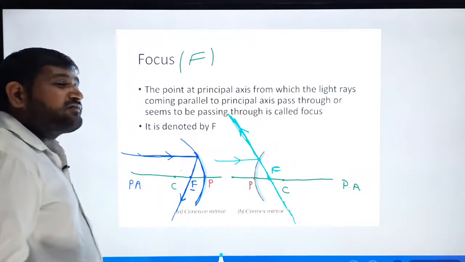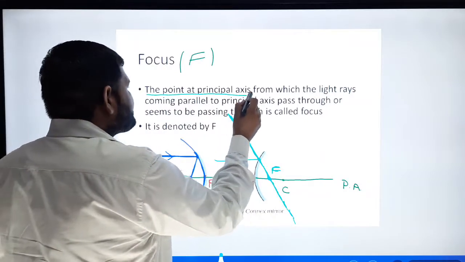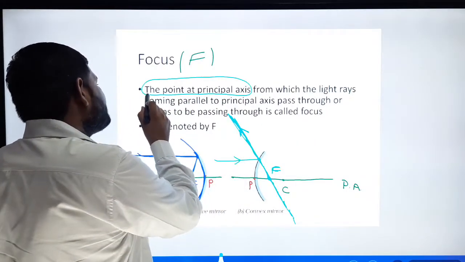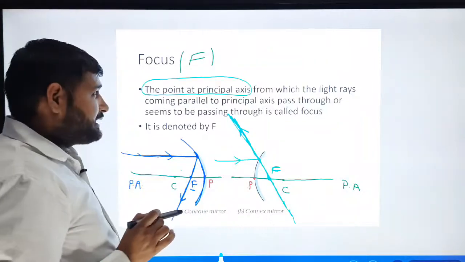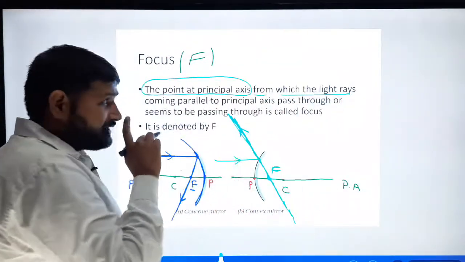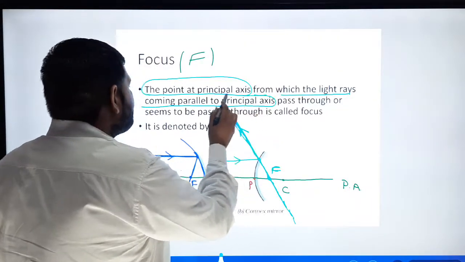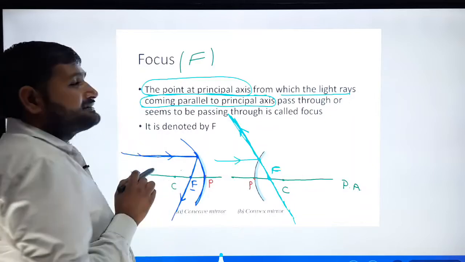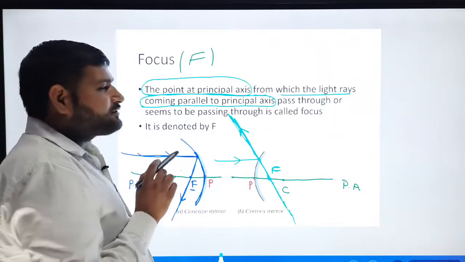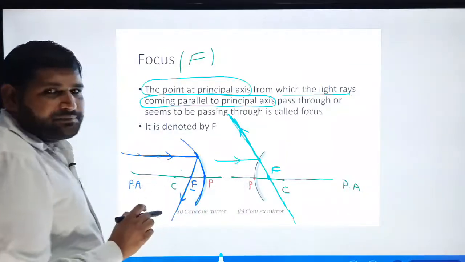So what would be the definition of focus? The point at principal axis. Okay, focus is situated at principal axis from which the light rays, and which light rays? The light rays which are coming parallel to the principal axis. This is the condition. The light rays or the incident light rays must be parallel to the principal axis.